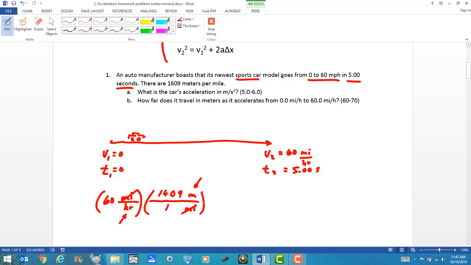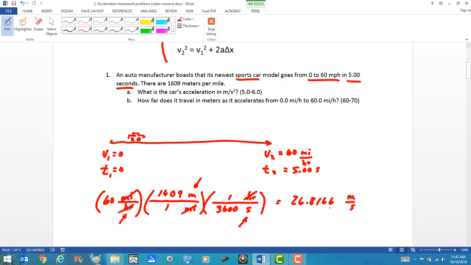Now you have to deal with the time. We need that in seconds. So you know there's 60 seconds in a minute, 60 minutes in an hour, and 60 times 60 is 3600. Now why did I write it with the hour on top? Because I'm trying to eliminate the hours and end up with seconds down in the denominator. So we need the 3600 to be on the bottom. So this conversion is just 60 times 1609 divided by 3600. I'm getting something like this in units of meters per second for the final velocity.